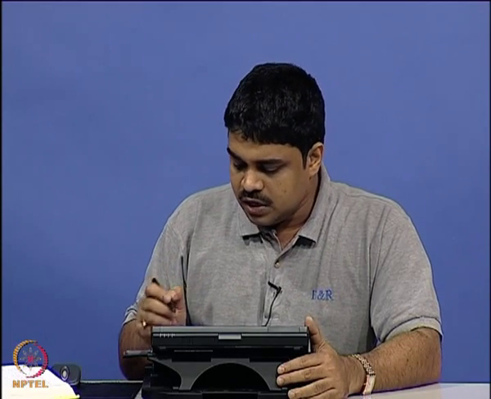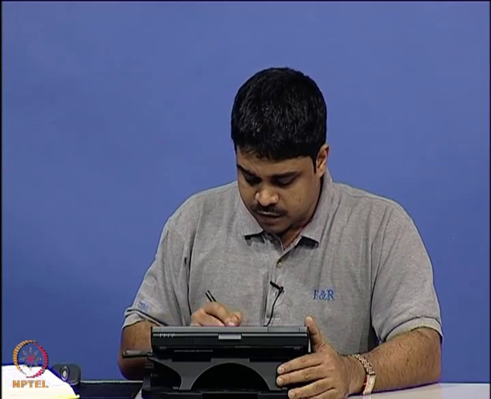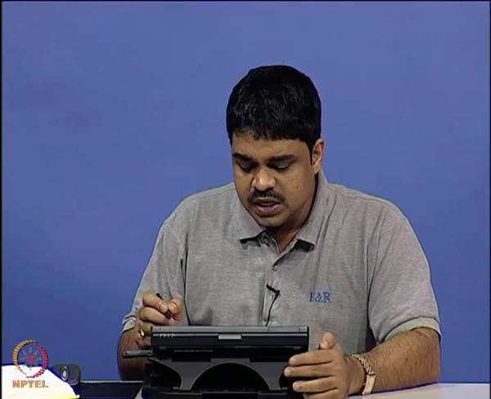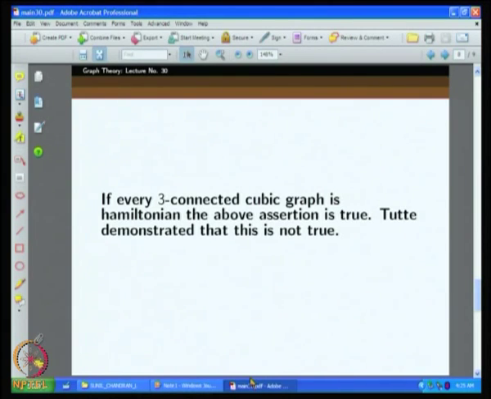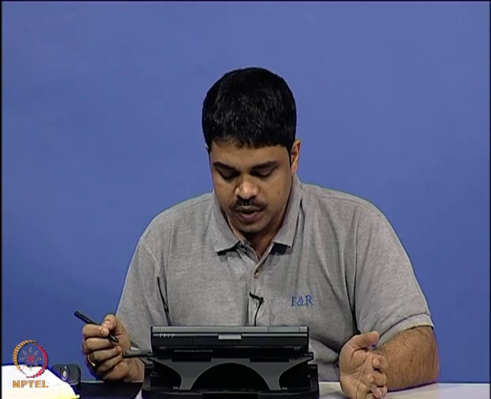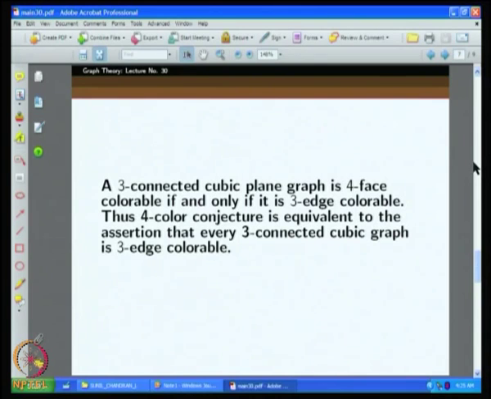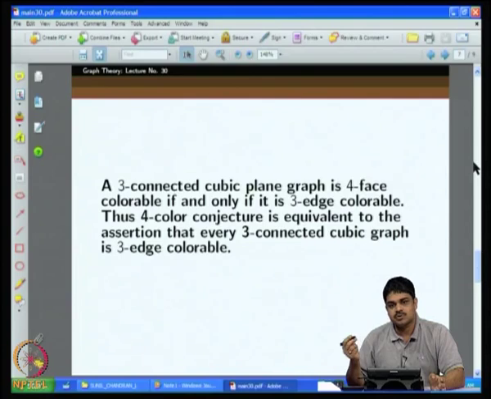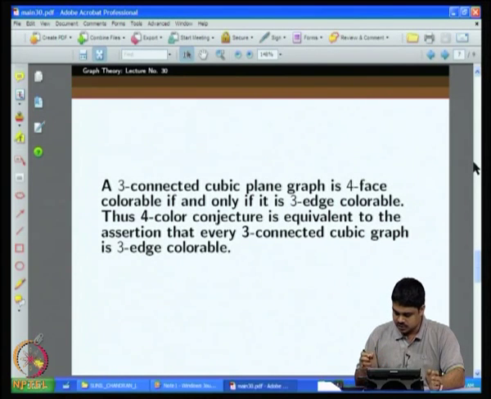So, now quickly what we have done is we have proved that the 4 color conjecture is equivalent to the assertion that every 3 connected cubic graph is 3 edge colorable. It is because if you can 3 edge color the 3 connected cubic graph, the corresponding face coloring, a 4 face coloring, is obtained, and in the dual it corresponds to the vertex coloring, and that is enough. That is why.